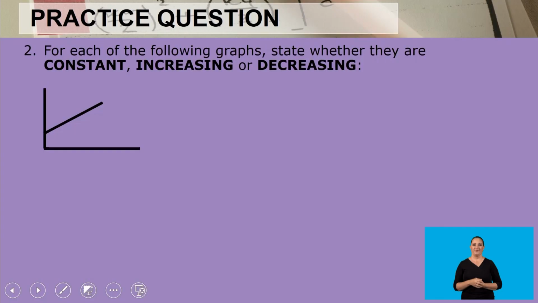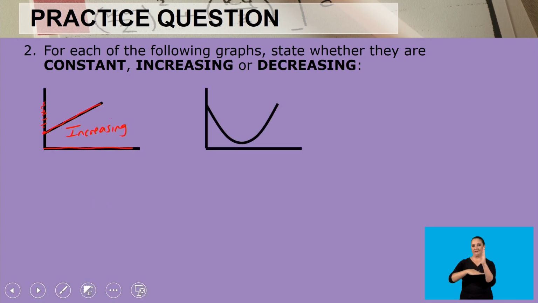So the first one again, we can see that when we are increasing in our horizontal values, what is happening to our graph with the vertical values? Well, those vertical values are increasing, as we can see. So this means that this graph is an increasing graph. What about our next graph?